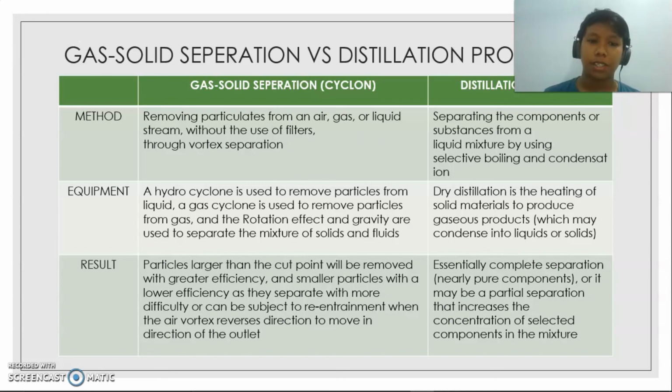For the distillation process, the result is essentially complete separation into nearly pure components, or it may be a partial separation that increases the concentration of selected components in the mixture. That is the difference between gas-solid separation and the distillation column in terms of method, equipment, and result. This is for me. Thank you very much.